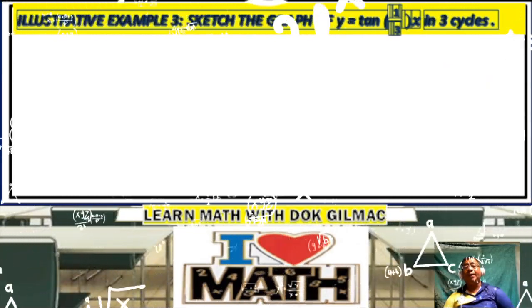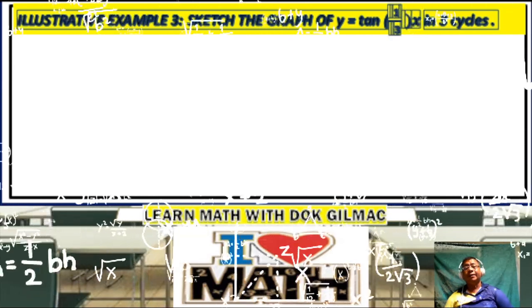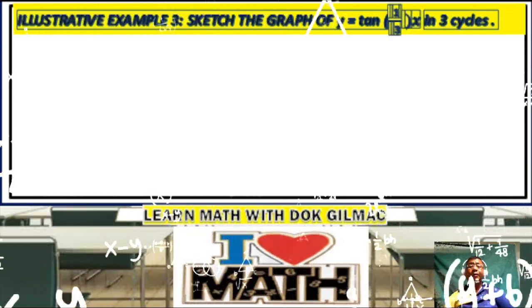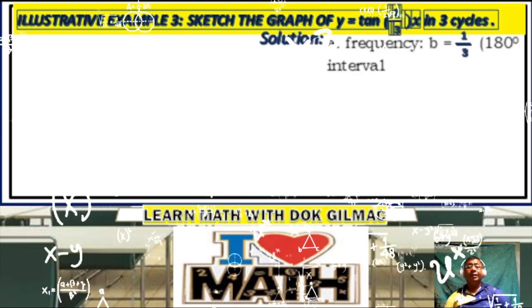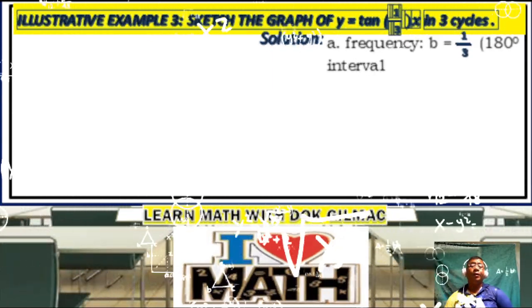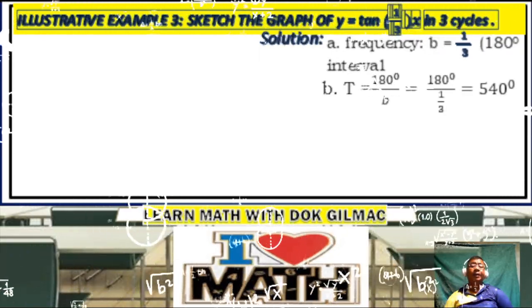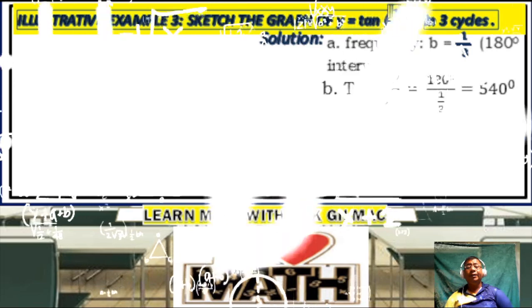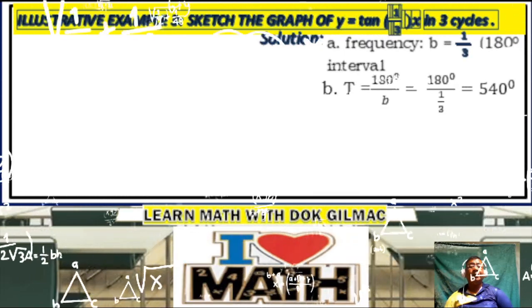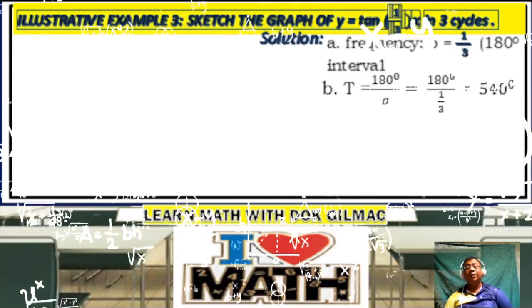Consider illustrative example number 3. Sketch the graph of y is equal to tangent 1/3 x in 3 cycles. So the first thing we have to do is to determine the frequency. So we have b is just equal to 1/3. Then compute for the period T, that is simply 180 degrees over 1/3, since T is just equal to 180 degrees over b. So which is simply equal to 540 degrees.